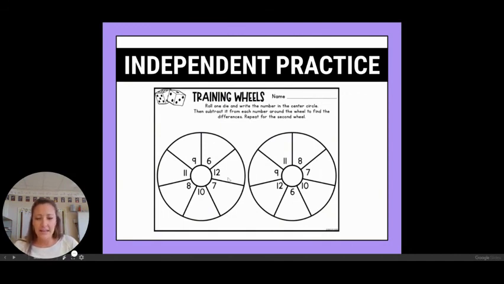So let's say I roll my die and I get 5. So I would put 5 here in the middle, and then I would solve 9 minus 5. 9 minus 5 equals 4, so I'd write a big 4 in that little piece of the circle. So next I come over here to the 6. 6 minus 5, that would equal 1, so I'd put that in this piece of the circle, and then go all the way around. And then you can do it again for this one.